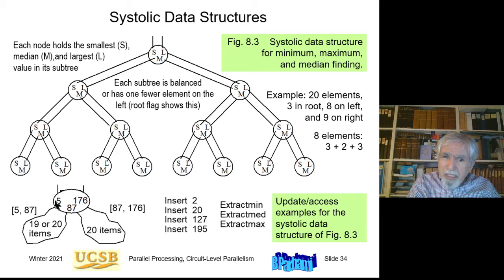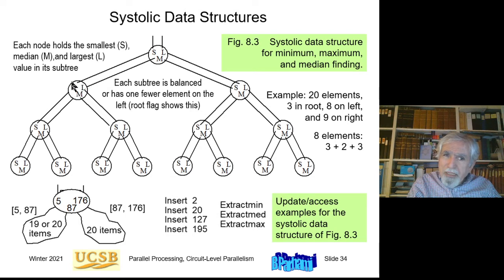Okay, now the smallest element is 2, and elements in this subtree will be in the range of 2 to 87. Now, if this subtree has one fewer elements than the one on the right, there's a tag here that says when we have complete balance and when this subtree is smaller. If this subtree is smaller, and pushing 5 into it makes it of equal size to this one, we don't need to do anything else.